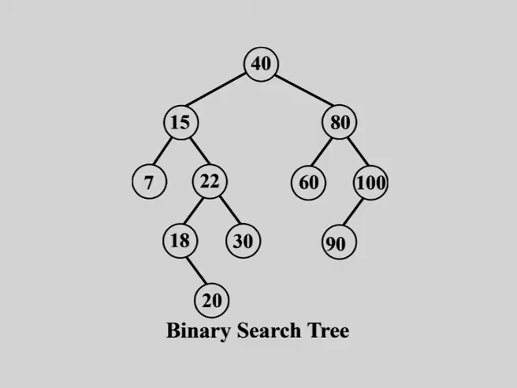Looking at the given binary search tree, the elements in the left subtree of the root are 15, 7, 22, 18, 30 and 20. These elements are all smaller than the root element 40. The elements in the right subtree of the root are 80, 60, 100 and 90. These elements are all larger than the root element 40.